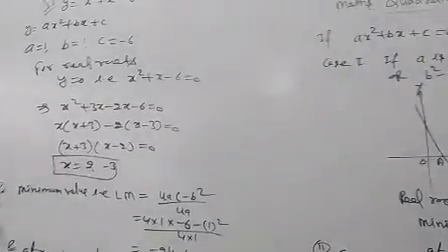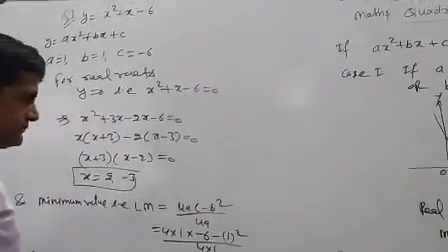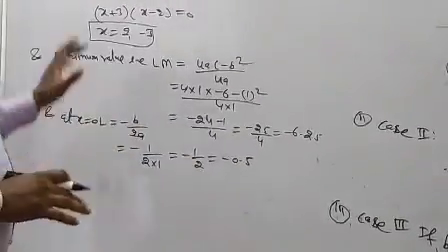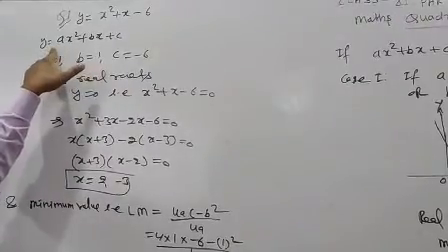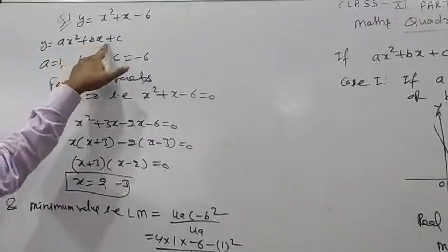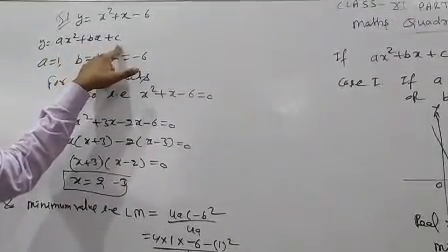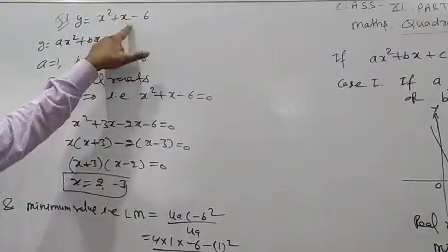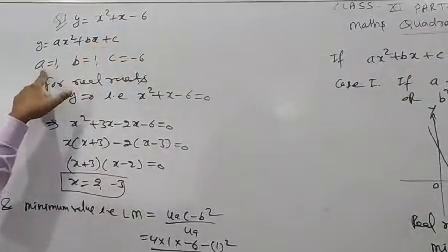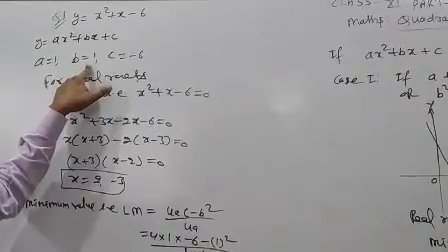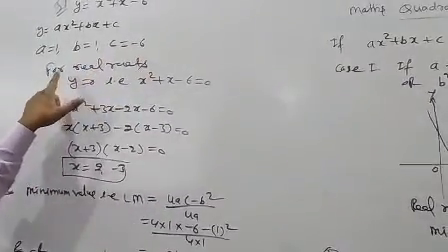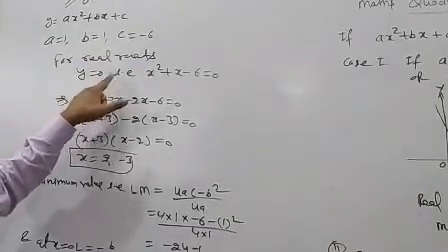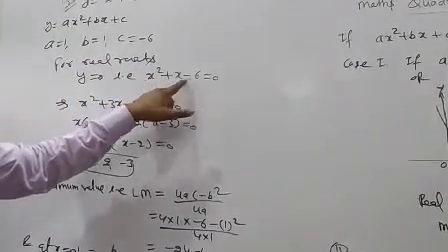I am going to draw a diagram here with the help of this one and explain once more. This is the question. Y is equal to x square plus bx plus c. This is a quadratic equation. We will compare the given equation to this. We will get a is equal to 1, b is equal to 1, c is equal to minus 6. Clear? For real roots, y is equal to 0, that is x square plus x minus 6 is equal to 0.